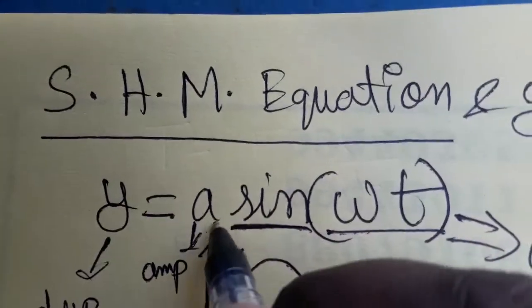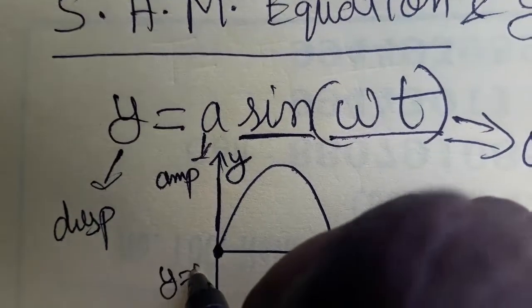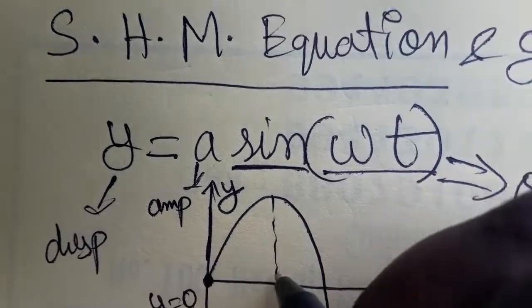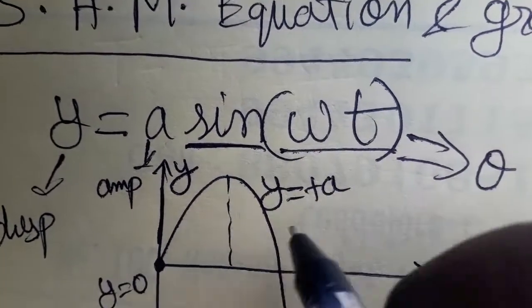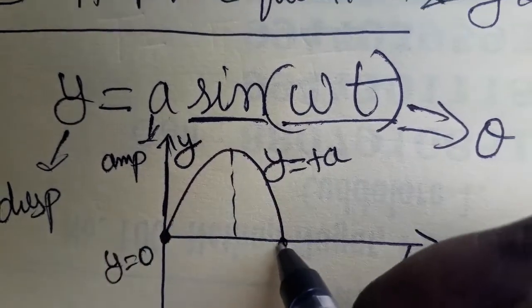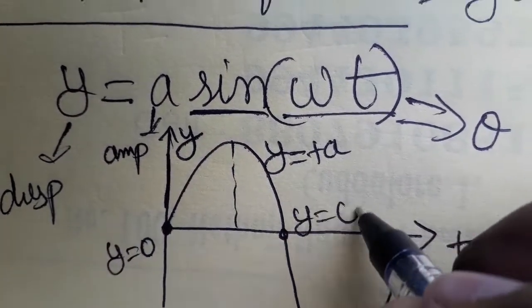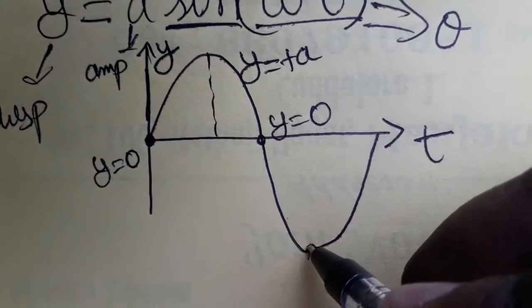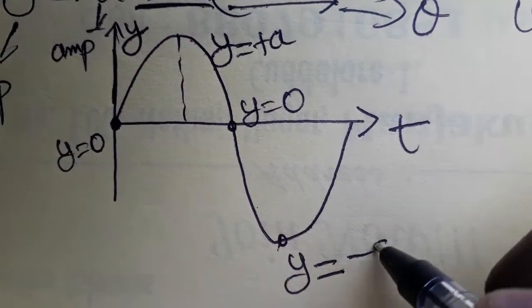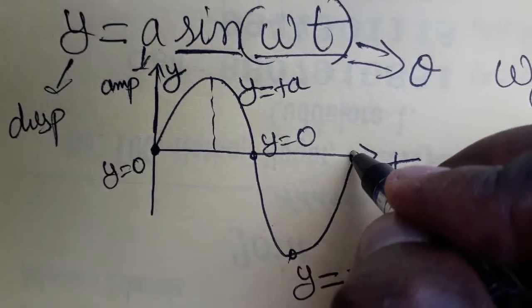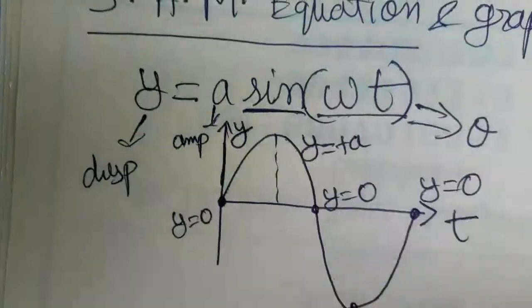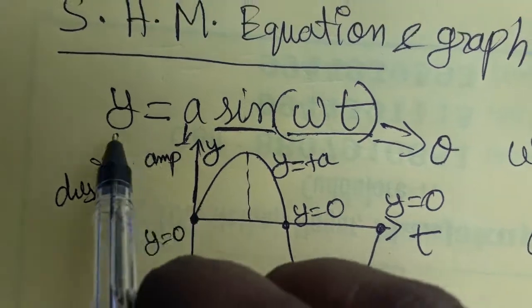When sine 0, you will get y is equal to 0, because sine 0 is 0. When the angle is 90, y is equal to plus A. When it is 180, sine 180 is 0, so y is equal to 0. When it is 270, you will get y is minus A, it's negative. When it is 360, you will get 0 again, y is equal to 0. So it is a sine graph. So we got y.